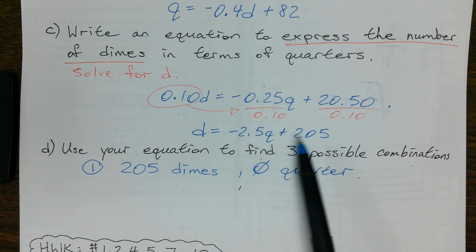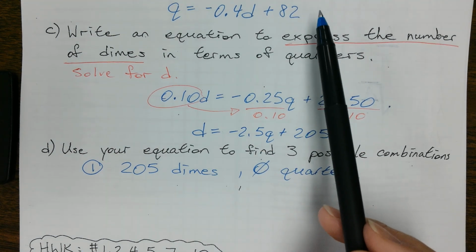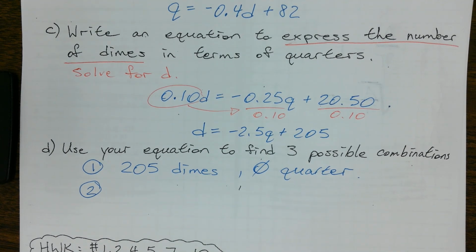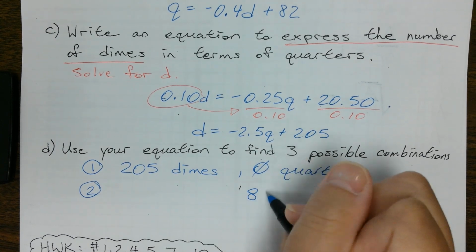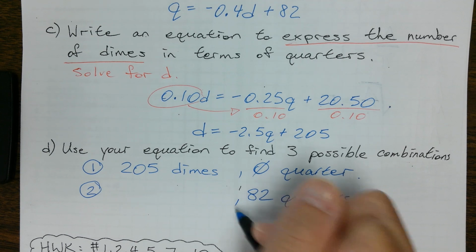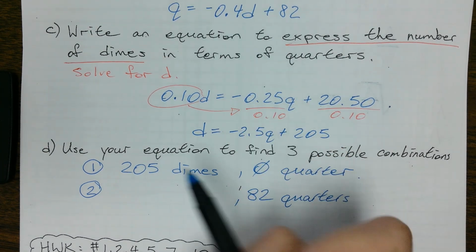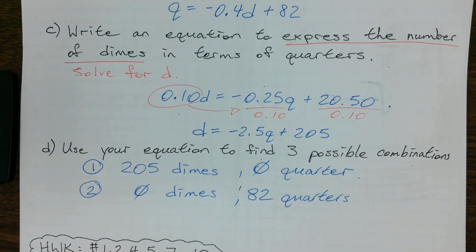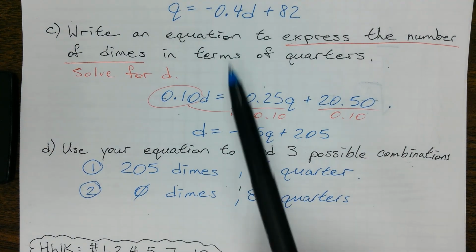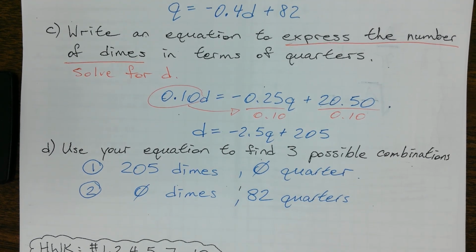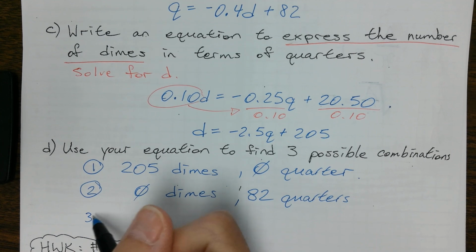All right. Apply that same knowledge to this equation. What would my second combination be? 82. 82 what? 82 quarters, right? 82 quarters. And how many dimes? 0. Yeah, 0 dimes. So you see why sometimes it's important to rearrange the equation? When you rearrange the equation, you can see the easy ones.